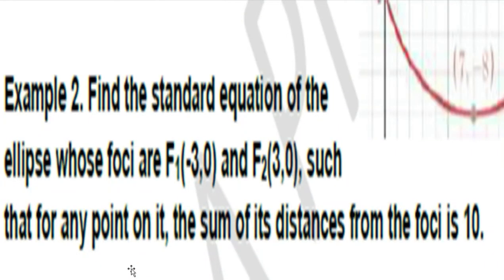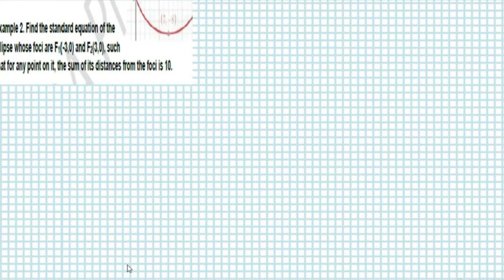Sample number 2. What if given tayo ng point? Sample number 2, find the standard equation of the ellipse whose foci are negative 3, 0, and 3, 0, such that for any point on it, the sum of its distance from the foci is 10. Ito, given naman tayo ng point. Foci lang yung given sa atin, saka yung sum of distance. Di ba yung illustration natin kanina, yung sum of distance, constant all throughout.